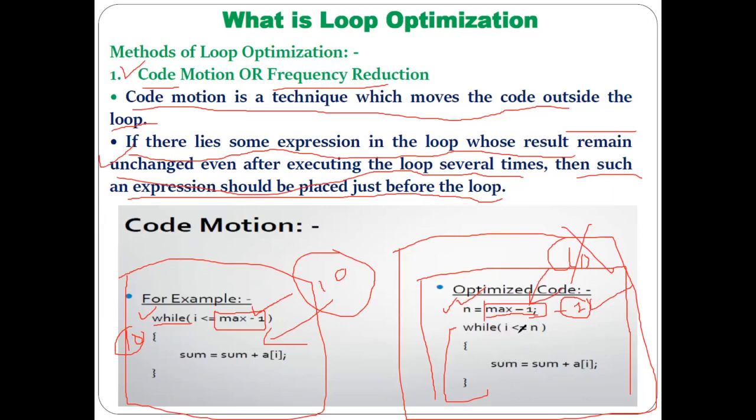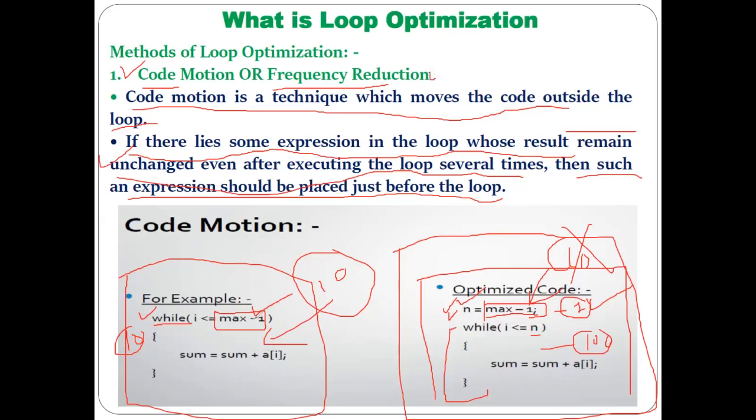So the same thing, while I is less than or equal to n, we have written, because n contains the result of max minus 1. N contains what? The result of max minus 1. So even if this while loop runs 100 times, this max minus 1 will be evaluated only once, and its result will be utilized through the n variable. So this is also called frequency reduction.